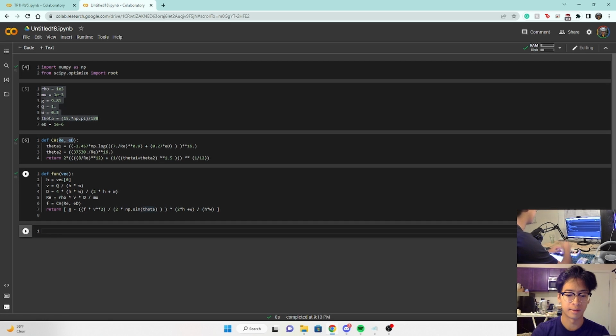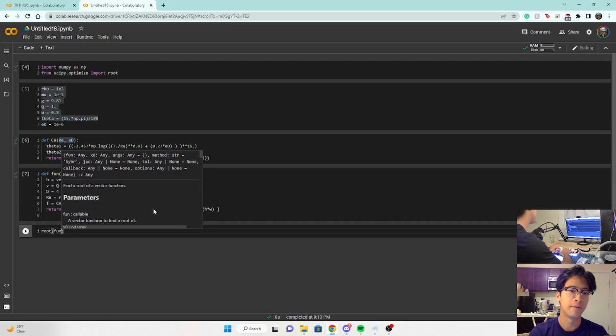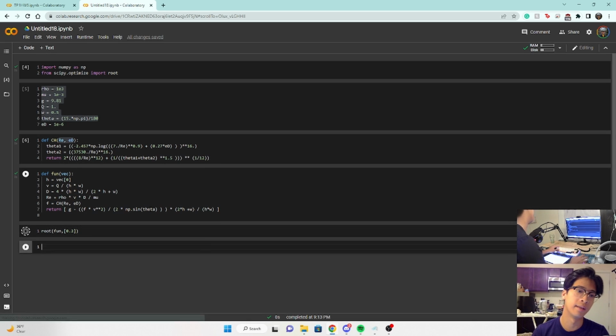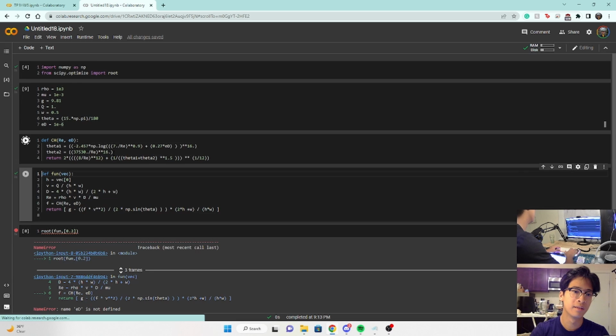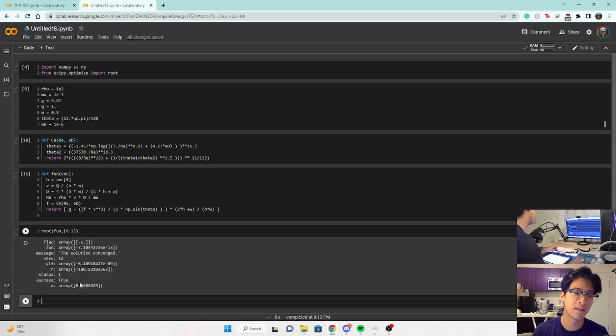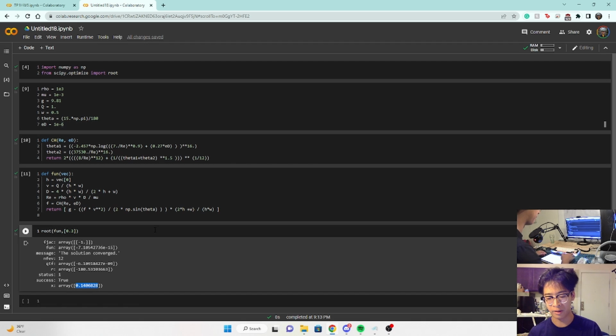So let's try it out. Let's do the root function, and let's do 0.2 for the guess. I needed to shift enter there, and fingers crossed, check that out, solution converged, and this is exactly what I expected to see. 0.14 meters is the height. So, quick video here, a pretty simple root solving question, solving a rather traditional chemical engineering problem. With that out of the way, I'll see you in the next video.